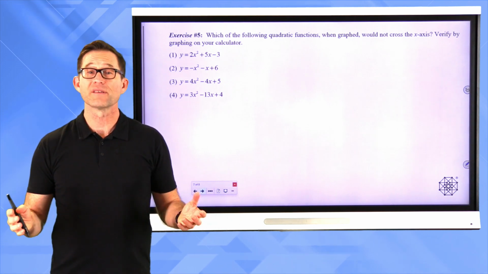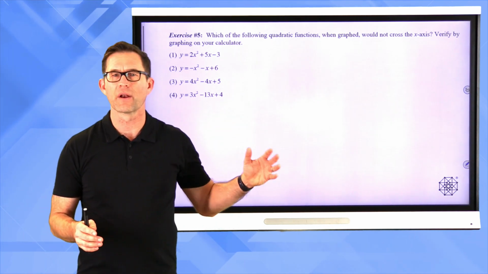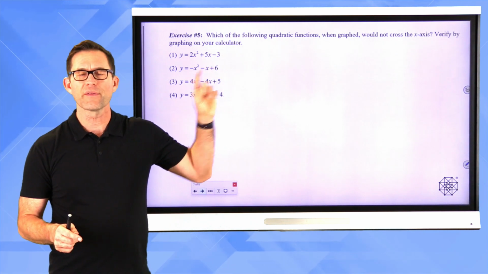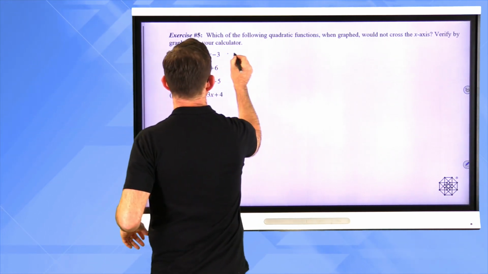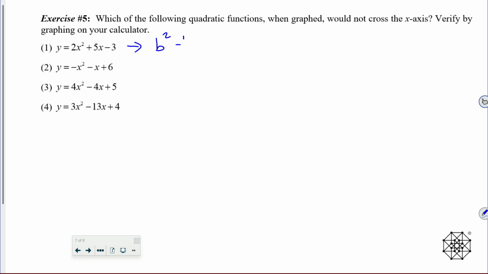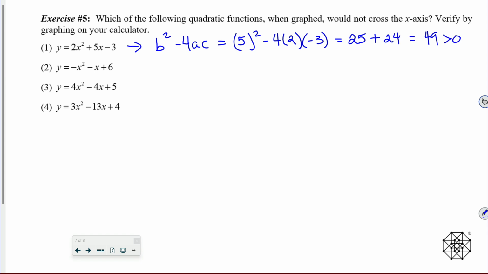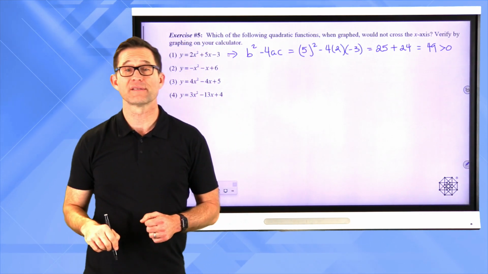All right, well obviously I've worked it out and I don't want to work out the discriminant on every one of them, but just for a moment, let's work out the discriminant on number 1. On this one, b squared minus 4ac would be equal to 5 squared minus 4 times 2 times negative 3. That would be 25 plus 24, right? Yep, which would be equal to 49. That's greater than 0, so that would cross the x-axis, right?